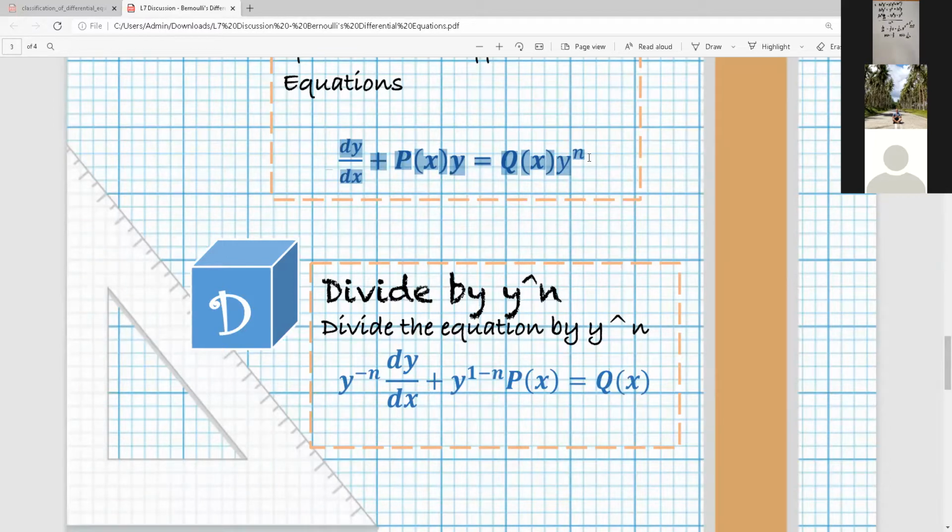After doing that, this is what we do next. The next step is to divide the equation by y raised to n. So what is our y raised to n? This is y raised to 3. So we divide the whole equation.